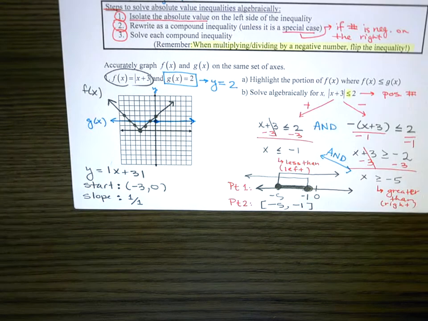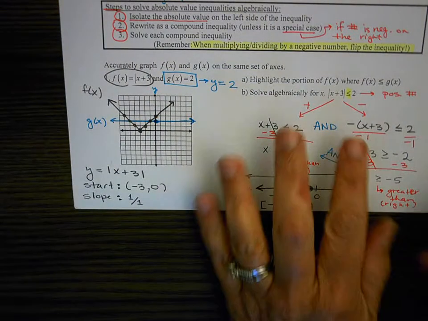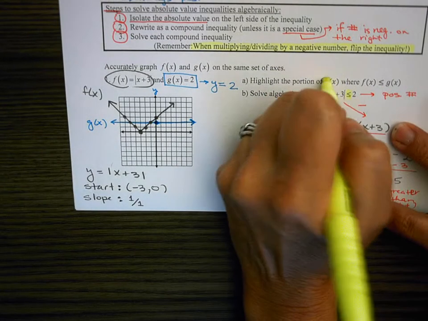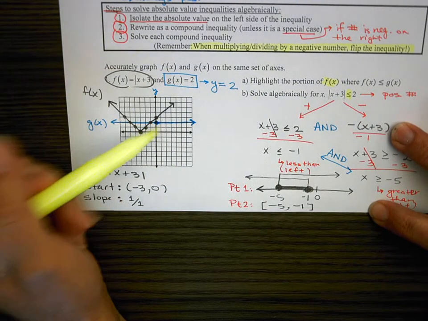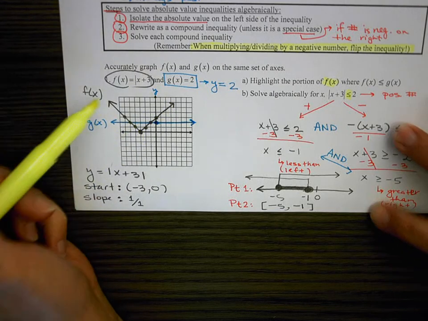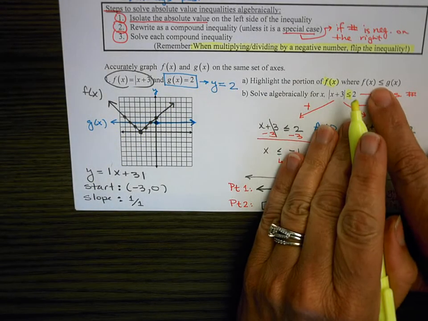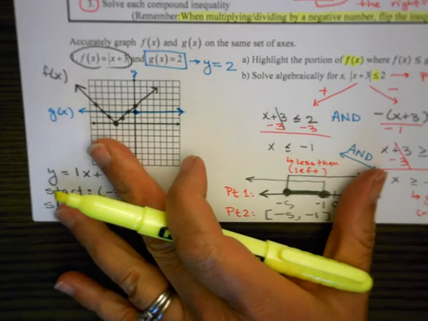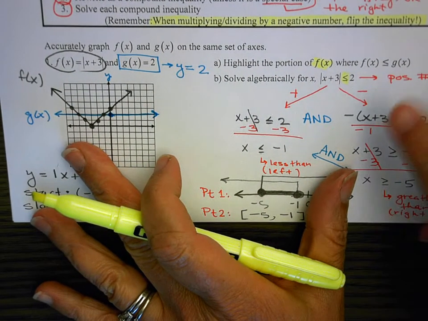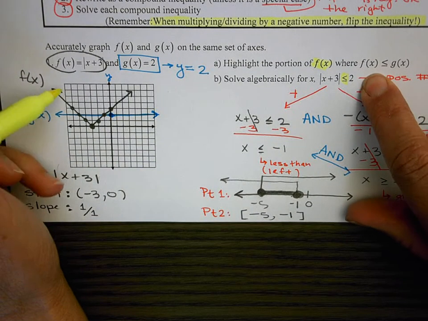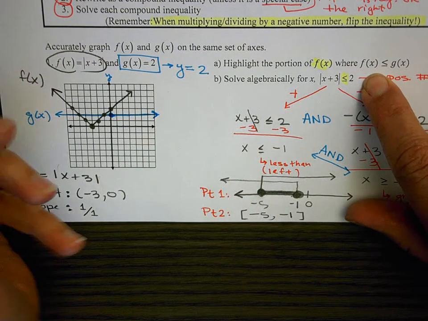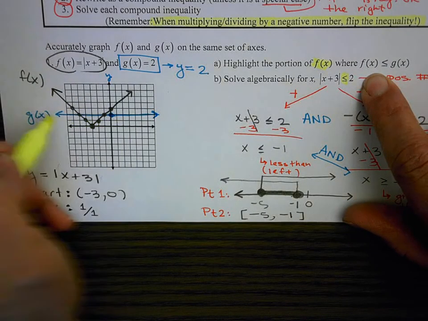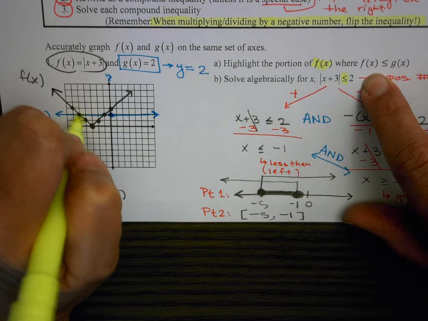Okay. All right, so then for part A, they're asking us to highlight the portion of f of x, so we're going to highlight along f of x, which is the absolute value graph. So I have to do some highlighting on that, where f of x is less than or equal to g of x. So I need to do some highlighting here, where it is less than or equal to g of x. So meaning below, right? So where is the absolute value graph below that line? And that would be this little section here.